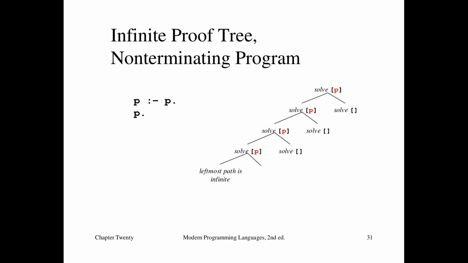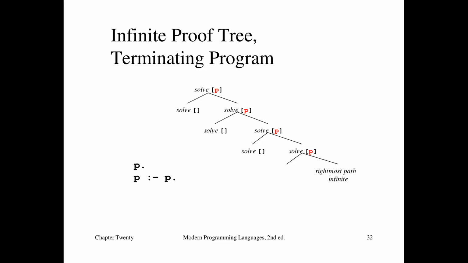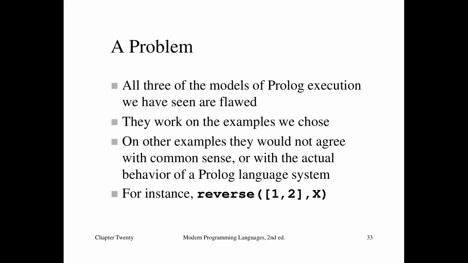A way around to solve that would be, we have an infinite proof tree again, but a terminating program. If we say P, then P implies P, right? Because it'll solve itself straight up. So it'll solve P and then hit the right, and we'll be done, no problem. So bear that in mind.